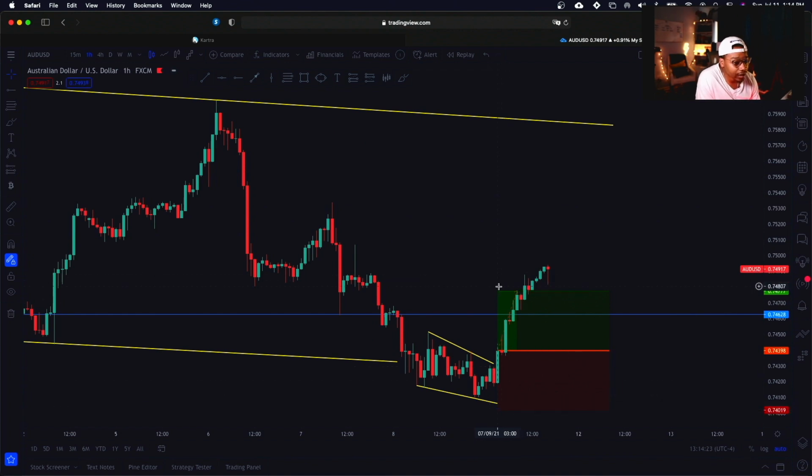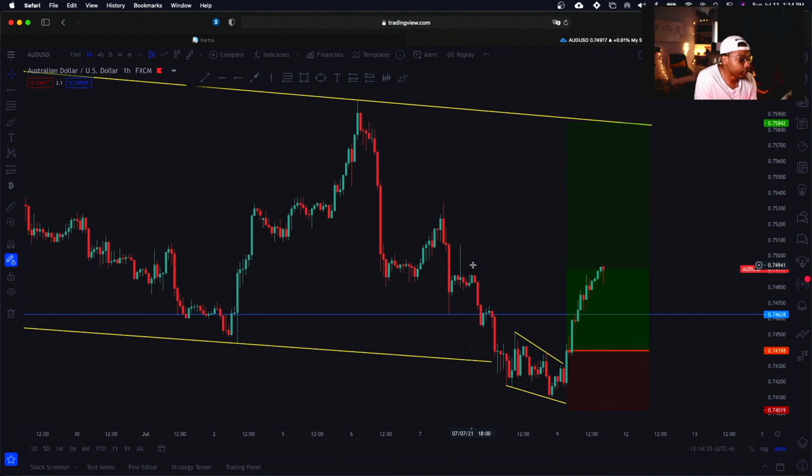Okay, and then like I said, last but not least, I need at least a minimum 3 to 1 risk to reward. From just to this high is a 3.81 risk to reward. That's perfect for me. That's a trade that I would take every single day, no problem.